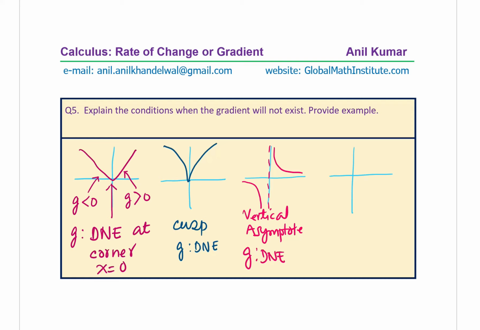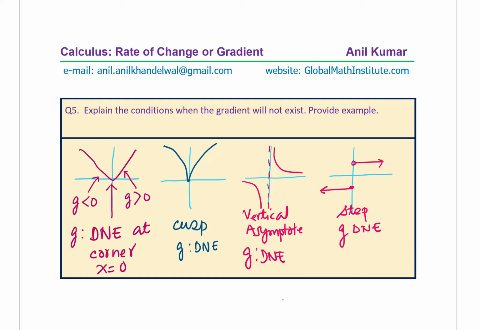We have also seen some cases where the graph could be like a step function, right? So if we have a step function, let's say something like this, let's write down the step function. At this point, since there is a discontinuity, it does not exist. Is that clear to you, right?